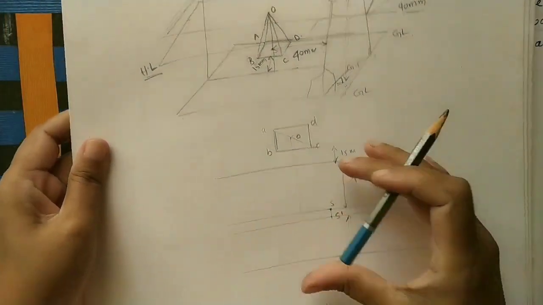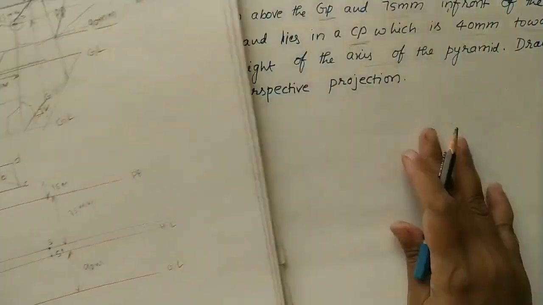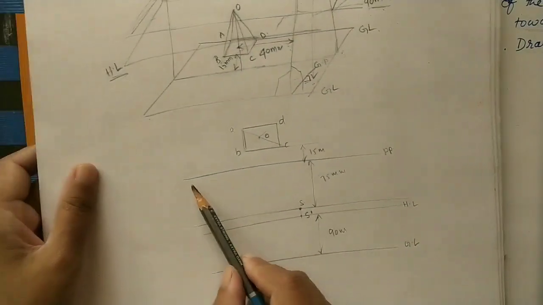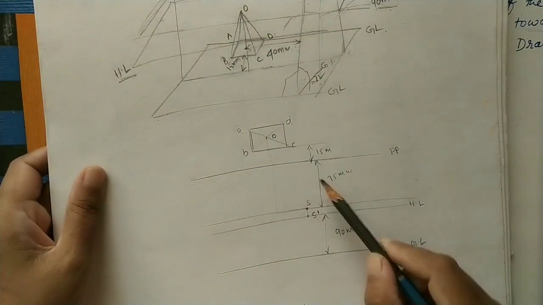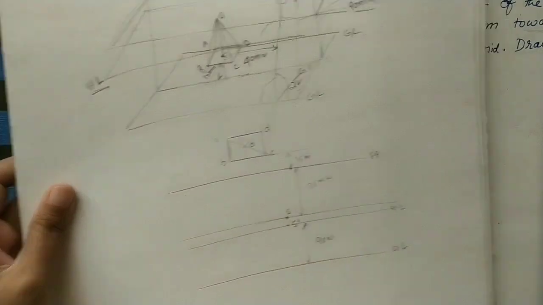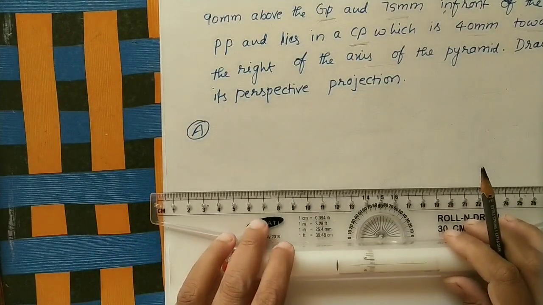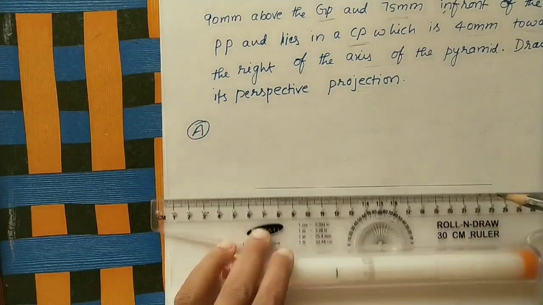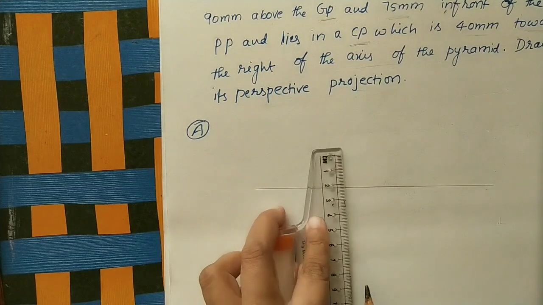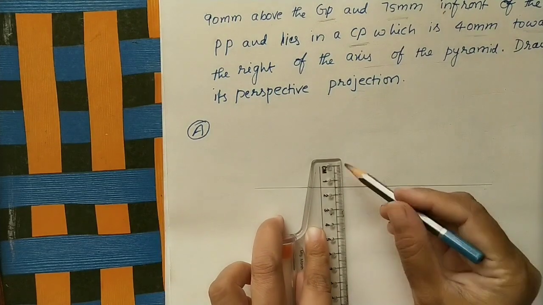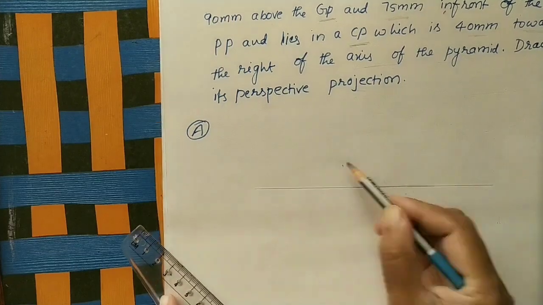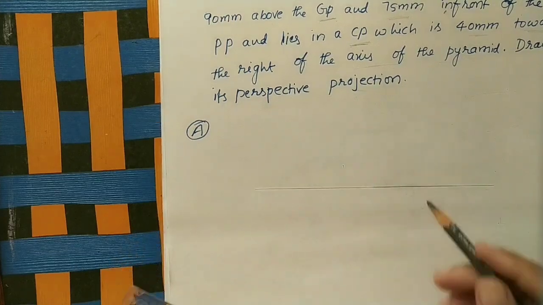Let us draw this diagram, the 2D diagram, on this sheet. Here initially take a PP line of some length. Above PP draw one square. So take one horizontal line here, 15 mm from it. Mark one point. Here draw one square which passes through this point.